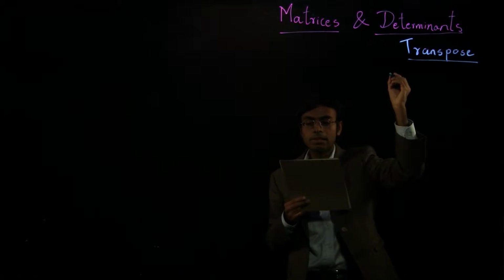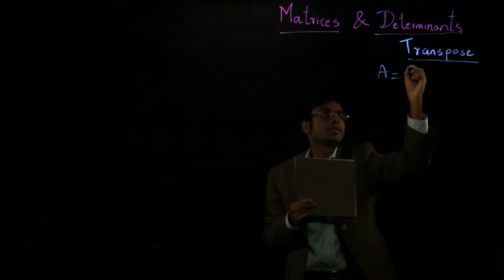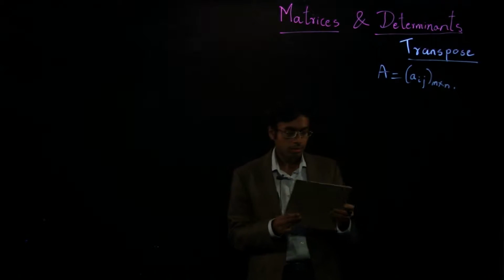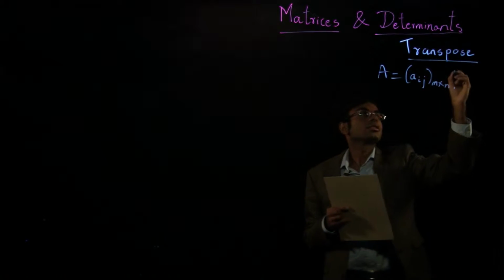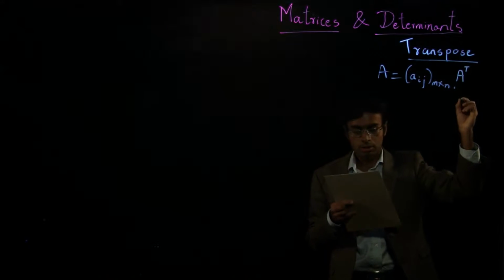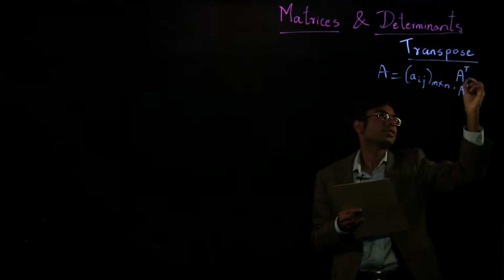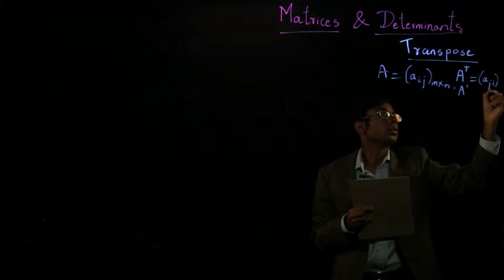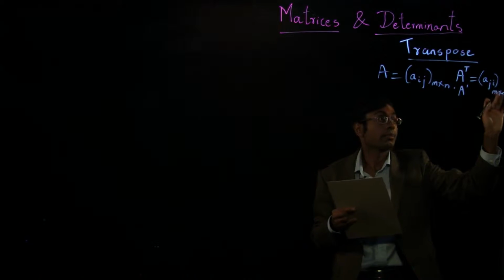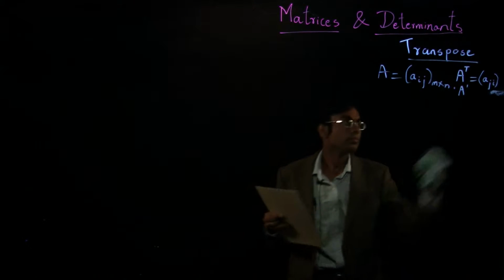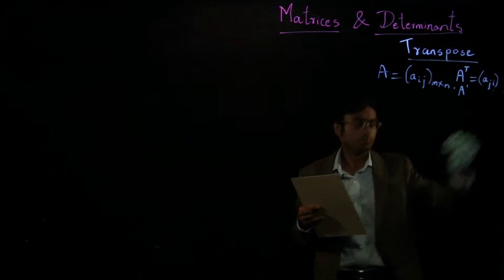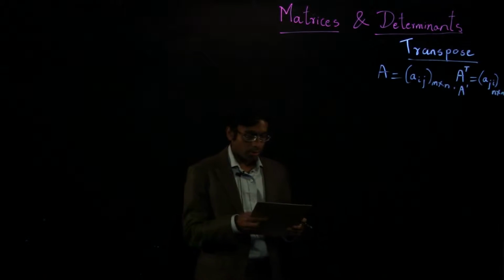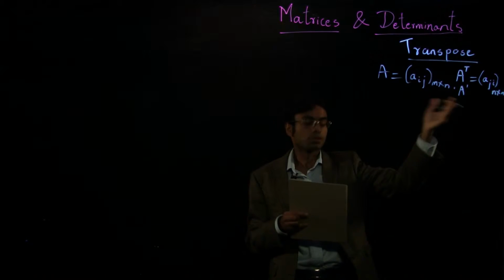If you write it more formally, let's say your original matrix is A equals Aij, m by n, then your transpose is written as A transpose or A prime, whichever you prefer. It becomes Aji, again m by n, or n by m, sorry. So you're flipping the rows and the columns.